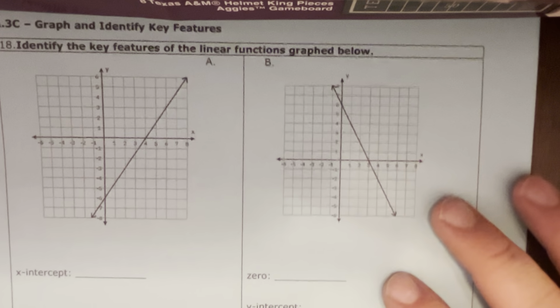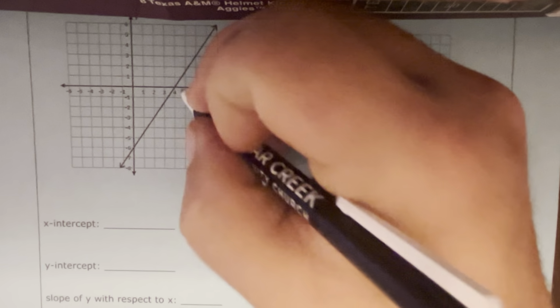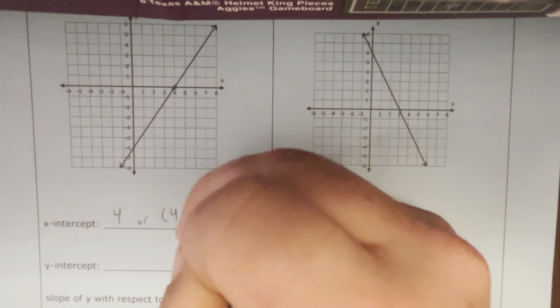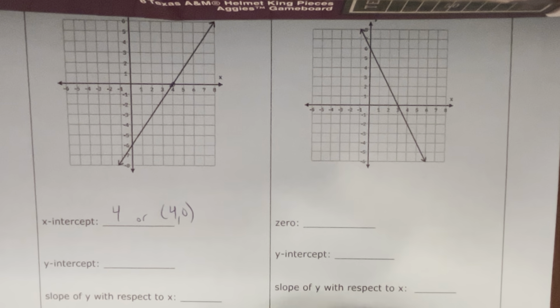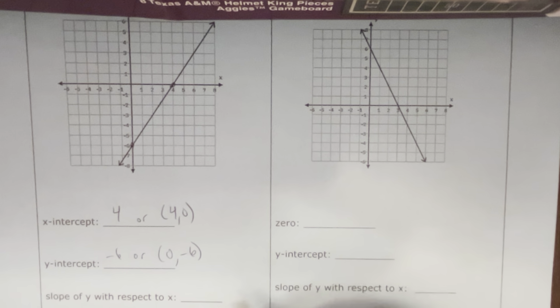Number 18, identify the key features of the linear function graph below. The x-intercept is where it crosses the x-axis, which is going to be 4. Or you could write 4, 0. Both are the same. The y-intercept where it crosses the y-axis is negative 6. Or again, you could write 0, negative 6, because the y value is negative 6 on the y-intercept.